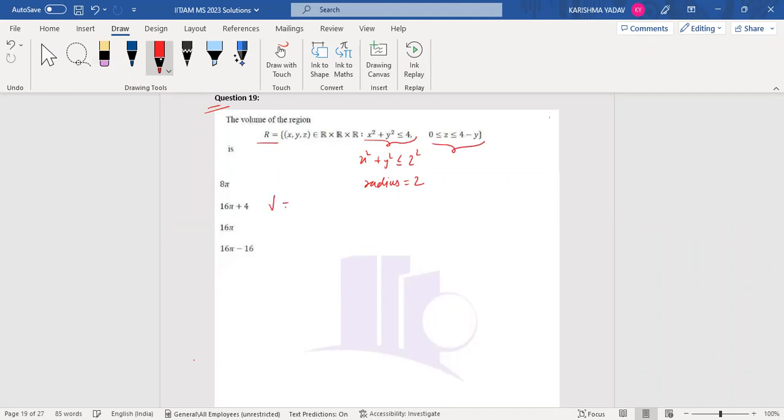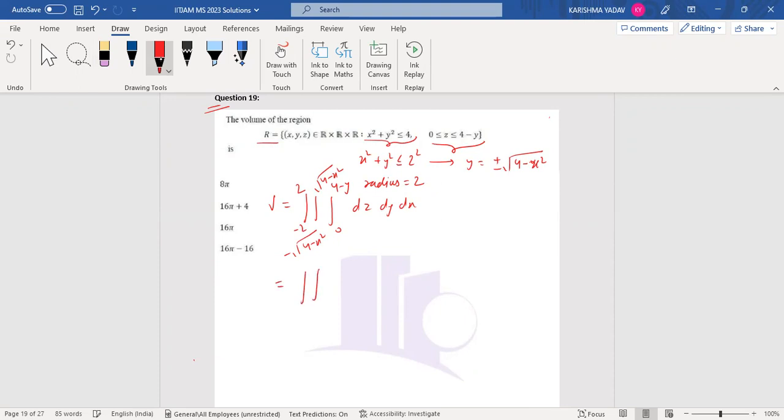For finding the volume of this region, we will do the triple integration dz dy dx. The limit for z is going from 0 to 4 − y. And y is going from −√(4 − x²) to √(4 − x²), using this equation. And x will go from −2 to 2, as the radius is 2.